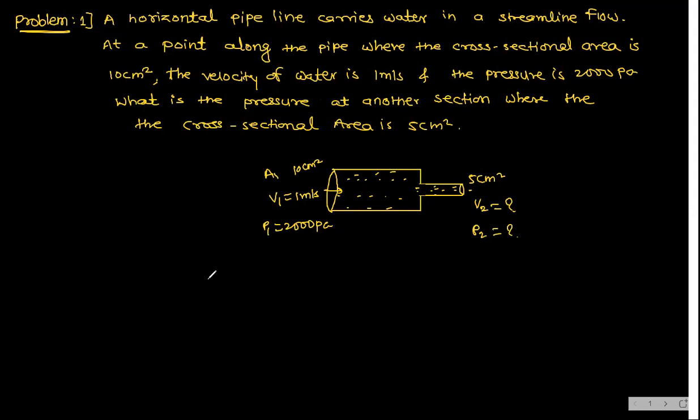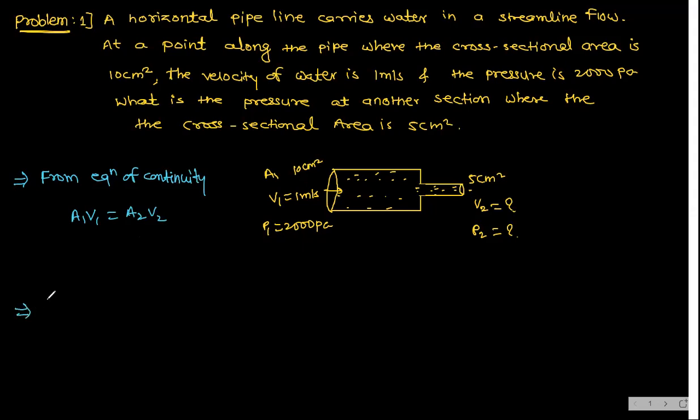Okay, how to do now this? I'm giving you a hint. First of all, you use equation of continuity. Yes. So what is that? From equation of continuity, A1 V1 is equal to A2 V2. So from this you will get V2.